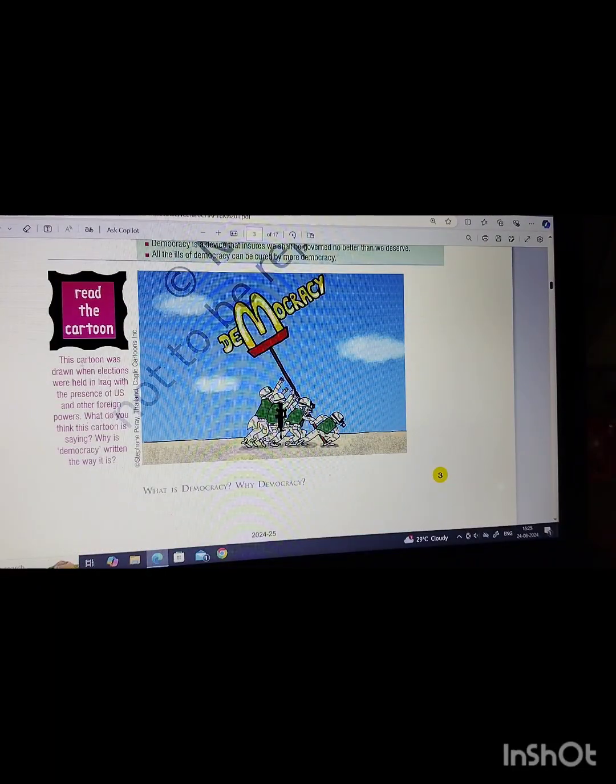The cartoon was drawn when elections were held in Iraq with the presence of the US and other foreign powers. What do you think the cartoon is saying? Why is democracy written the way it is? Because they are trying to establish democracy, and M stands for monarchy, and they want to abolish that.